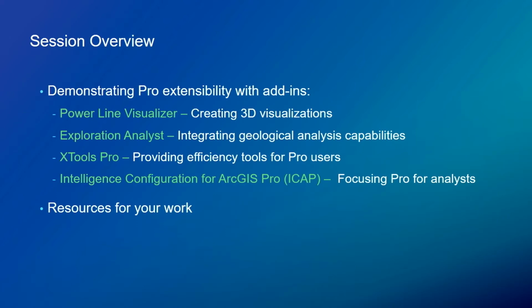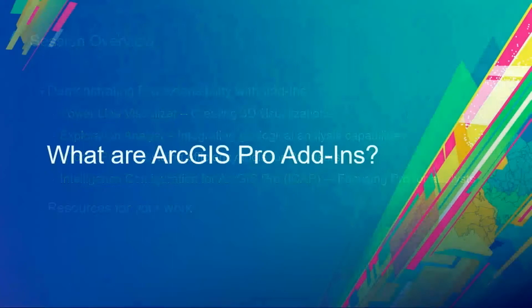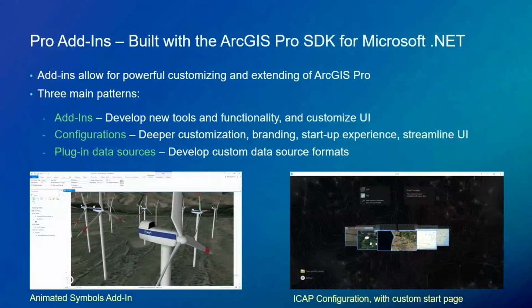We'll go through XTools Pro, which provides a set of efficiency tools for you to take advantage of with many different data management capabilities. And then we'll wrap up with ICAP, the intelligence configuration for ArcGIS Pro. We'll look at how this focuses Pro for intelligence analysts. We'll go through each one of these, and then we'll talk about different resources that are available for your work. First, a little background on Pro and Pro add-ins.